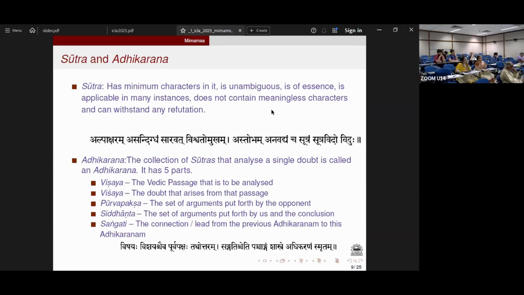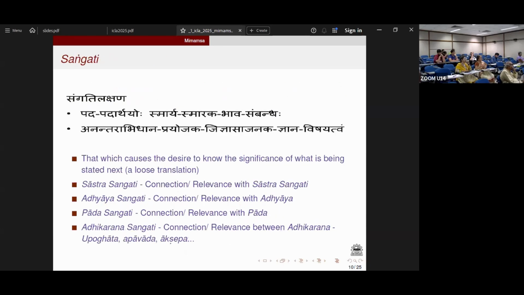Right. Okay. So here I pointed out 5 parts. There are also some texts, as he's pointing out, where 6 parts are given. There's one more added to these 5, which is called Prayojana. So Prayojana meaning what is the benefit of that? What is the result of that? So that also has to be specified. So these are the different parts that we have.